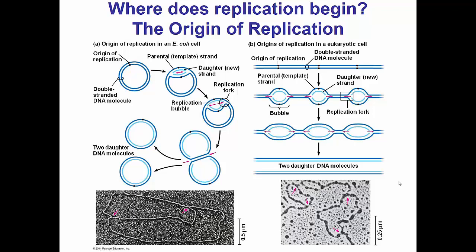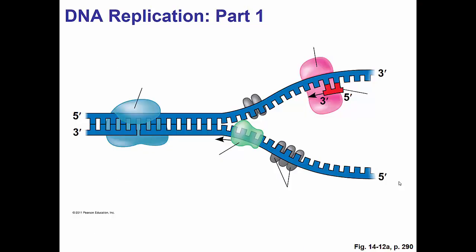So just to highlight some key terms. First, the replication bubble is when the two strands separate at the origin. This is the growing separated area where the new DNA is being synthesized. The replication forks you can think of as each half of the replication bubble. So the replication fork is simply where the DNA is being separated at the edges of the replication bubble, making that bubble grow larger and larger over time.